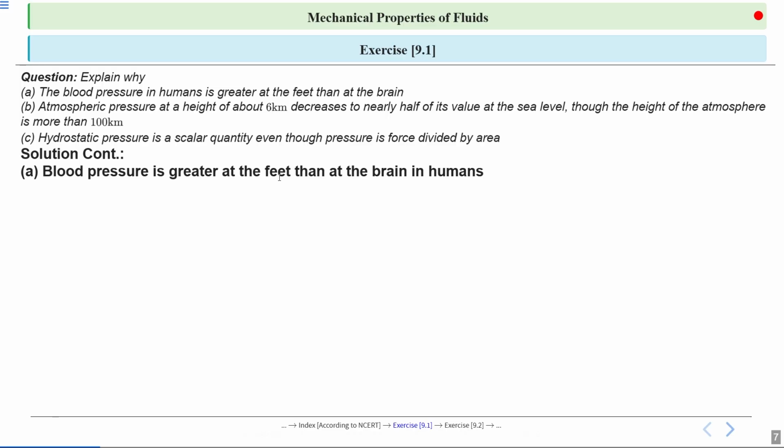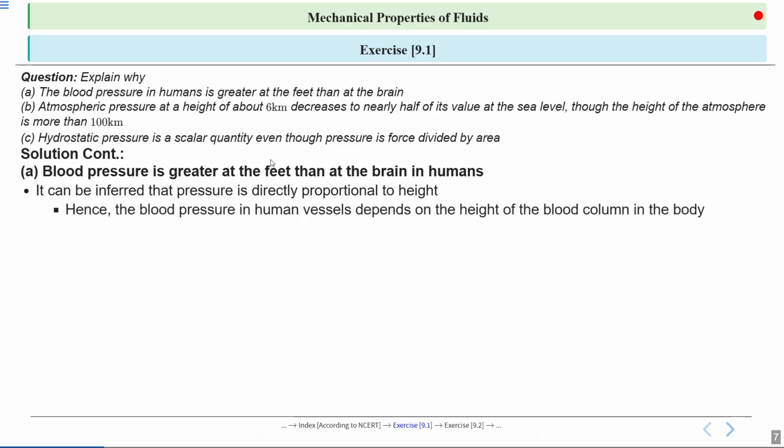First, or we can say A, we have discussed about blood pressure. So blood pressure is greater at the feet than at the brain in humans. It can be inferred that pressure is directly proportional to height. Hence, the blood pressure in human vessels depend on the height of the blood column in the body. The higher the column, the more weight it has, and the greater the pressure at the bottom. This is just like how water pressure is higher at the bottom of a swimming pool than at the top.